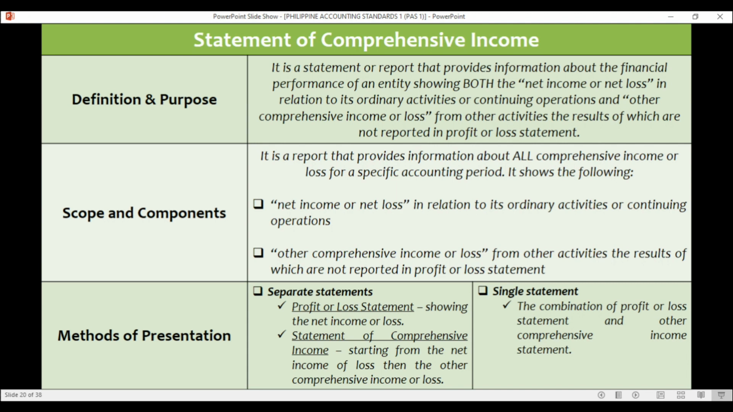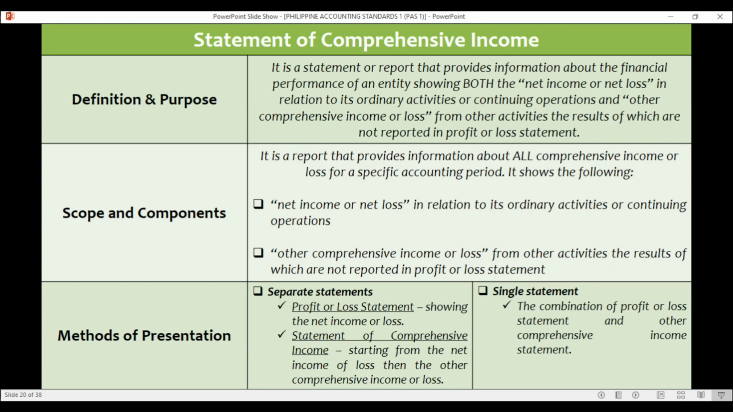The method of presentation of our statement of comprehensive income could either be a separate statement or a single statement. When we say separate statements, we start first with the profit or loss statement, showing the net income or loss for the current period, followed by the comprehensive income statement, wherein we start with the net income or loss for the accounting period, then down with the other comprehensive income items. When we say single statement, regardless of whether the item is related to profit or loss or other comprehensive income, it should be prepared in one statement. So it is up to the entity on how they're going to present the financials.